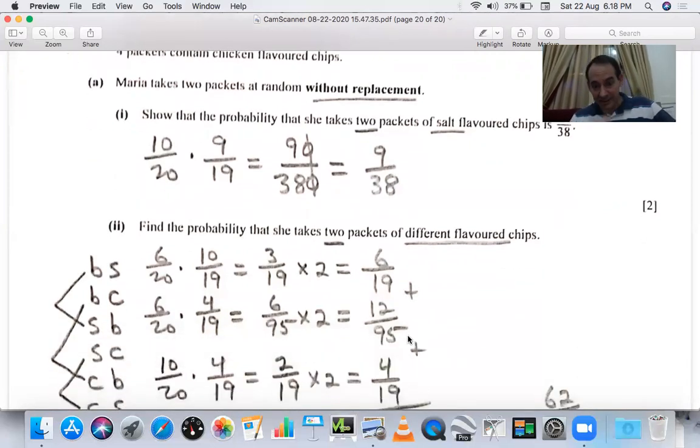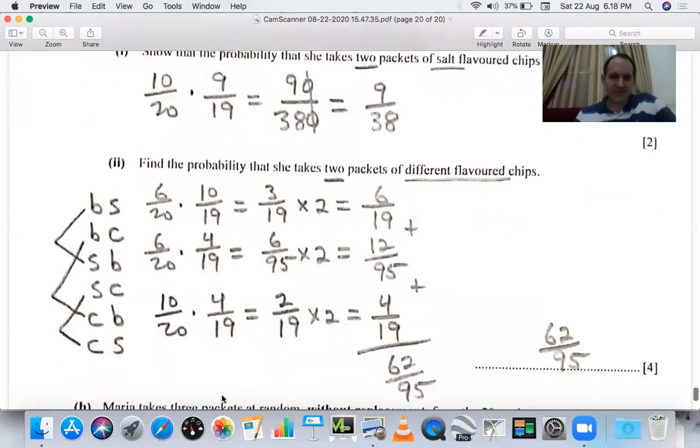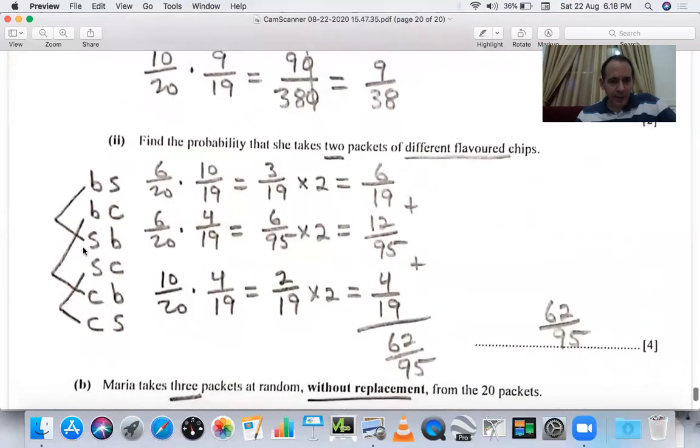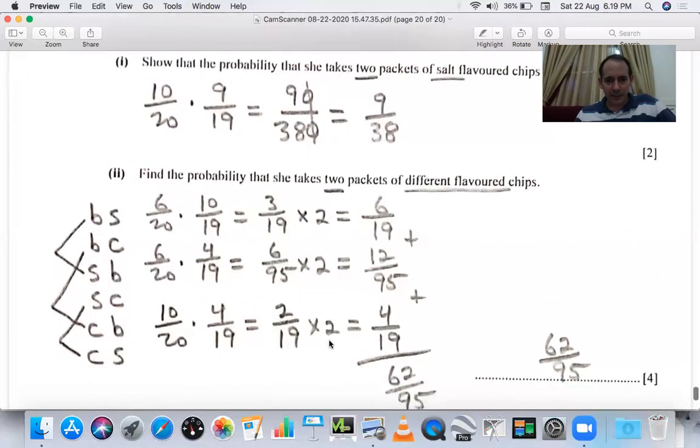Then find the probability that she takes 2 packets of different flavors. Well, you've got different ways of getting 2 flavors by drawing twice. You can have barbecue salt, barbecue chicken, salt barbecue, salt chicken, or chicken barbecue and chicken salt. Now, notice that barbecue salt and salt barbecue are the same thing, but backwards, so you have to multiply by 2. And barbecue chicken and chicken barbecue are the same thing, and salt chicken and chicken salt are the same. So you only have to figure out those and then multiply them by 2.